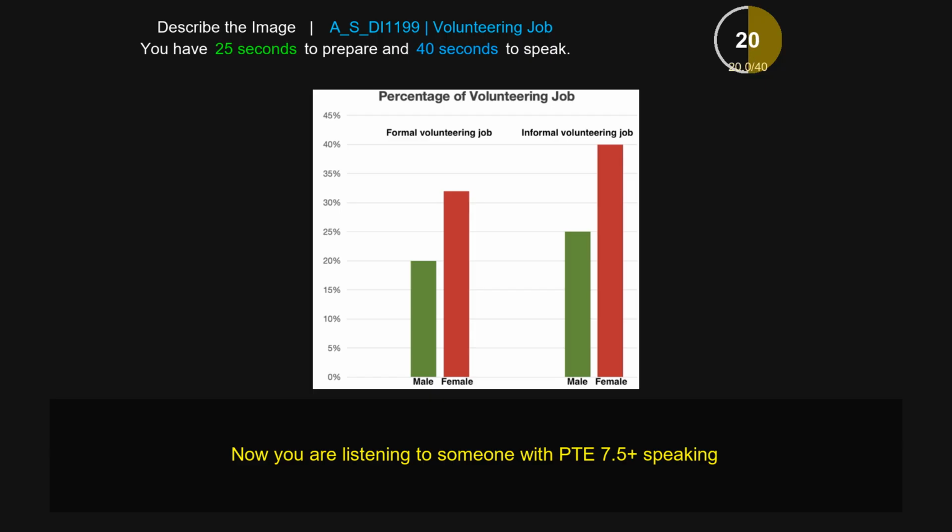In a formal volunteering job, the higher ratio is female, which is 30.5%, and the male ratio is at 20%. In the informal volunteering job, the male ratio is at 25% and the female ratio is much higher at 40%. To conclude, the image is about percentage of volunteering job.